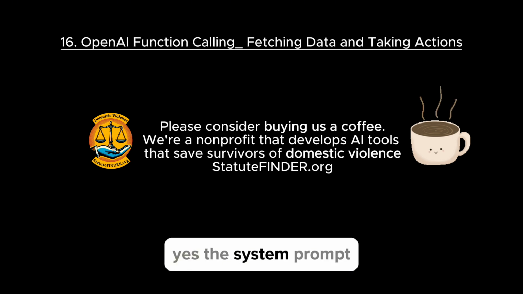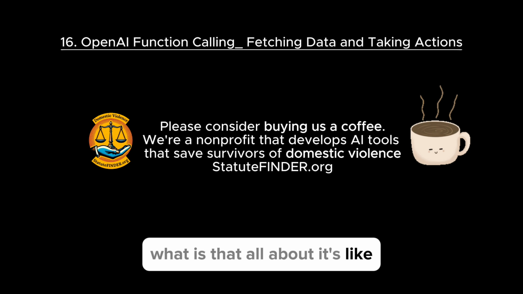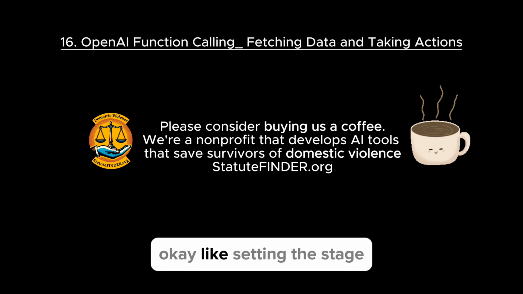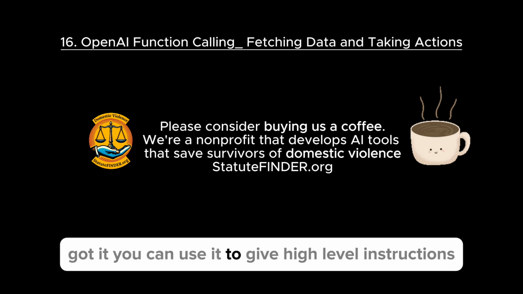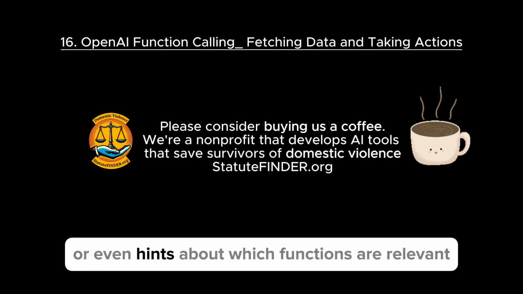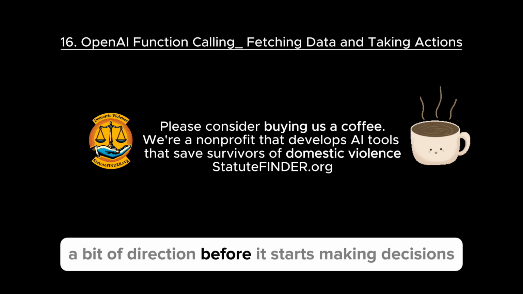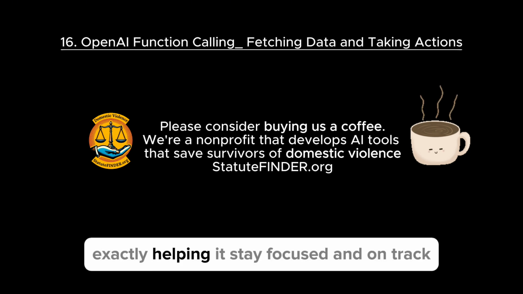So the documentation also mentions something about using the system prompt to guide the AI. The system prompt. What is that all about? It's like giving the AI some background information before it starts the task, like setting the stage. You can use it to give high-level instructions or even hints about which functions are relevant. So we're giving the AI a bit of direction before it starts making decisions. Exactly, helping it stay focused and on track. I like that.